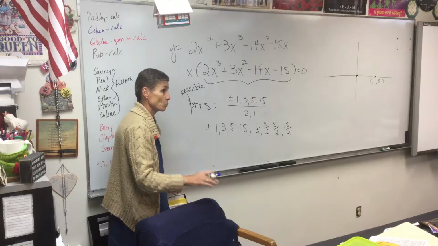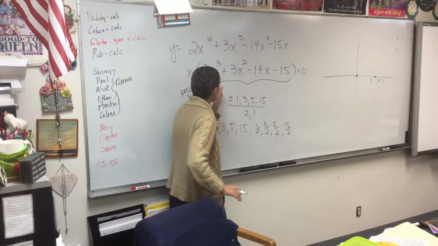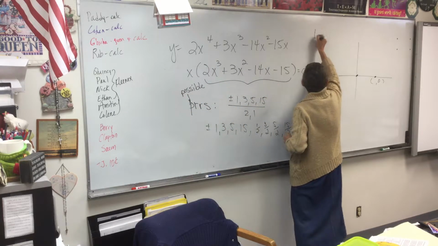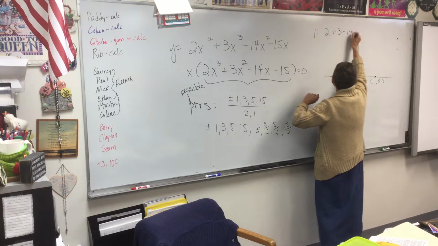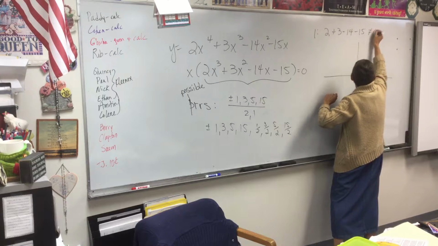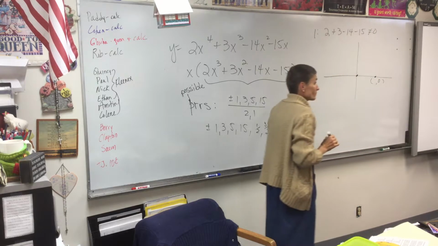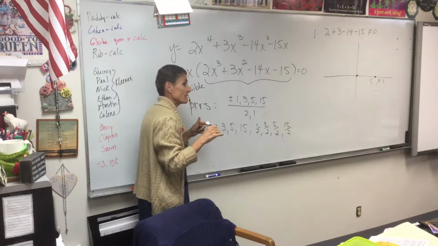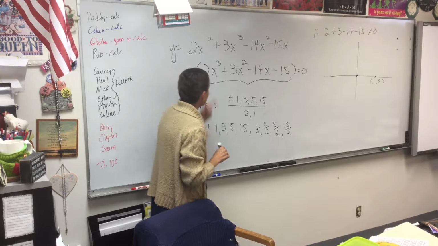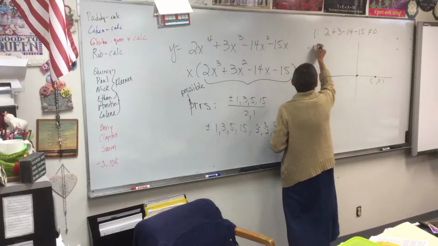All right, so I'm going to guess 1. So here's my problem. I'm going to put in 1. So that would be 2 plus 3. Oh, this is not good. That is not 0. So that doesn't work. I'm going to do negative 1 next. And if that doesn't work, then I'll jump to the 3's. But negative 1 is easy arithmetic.